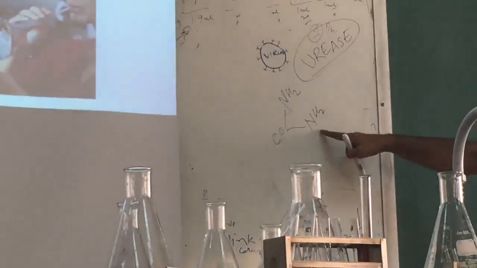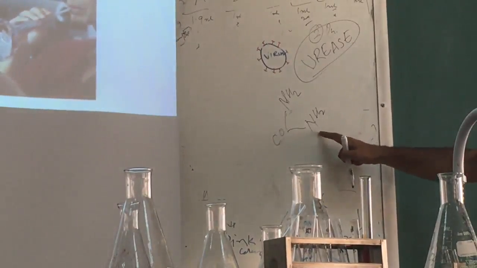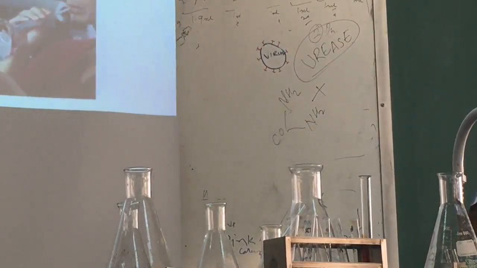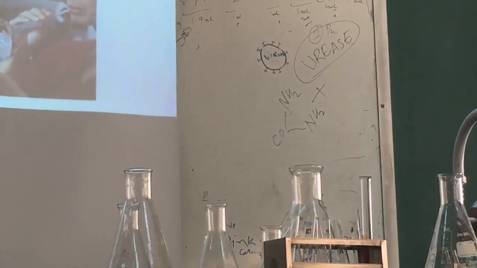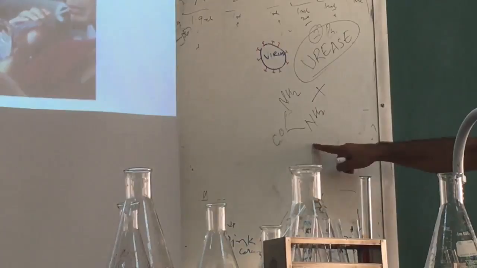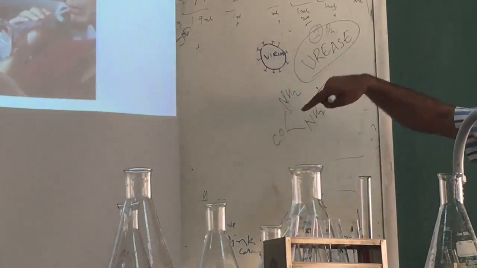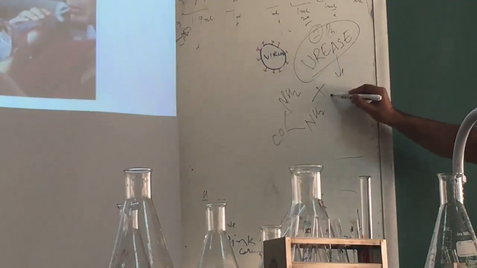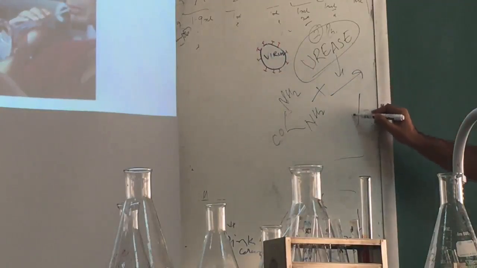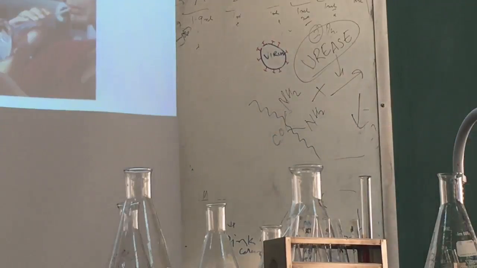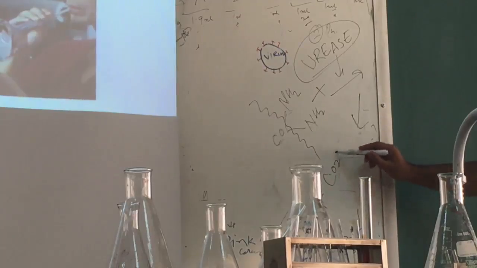This is urea. When urea is in your stomach, through food, and this bacteria is also present, it will release the enzyme urease. What will urease do? Urease will break this down. Carbon dioxide will come out.